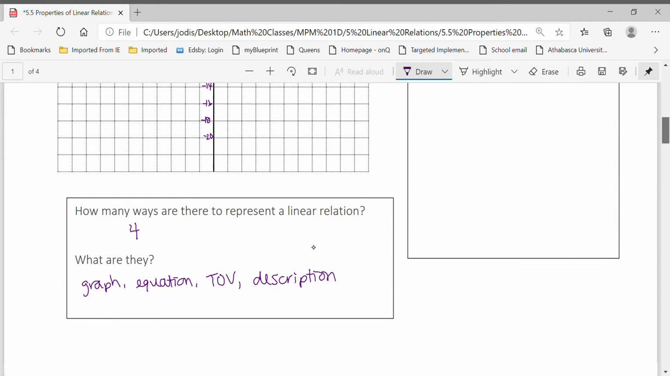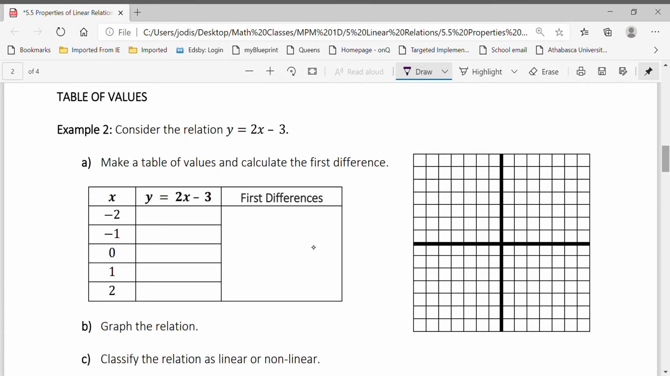Okay, so moving on. So here we're going to take a look at table of values. We want to look at the relation y equals 2x minus 3. We're going to make a table of values and calculate the first differences.